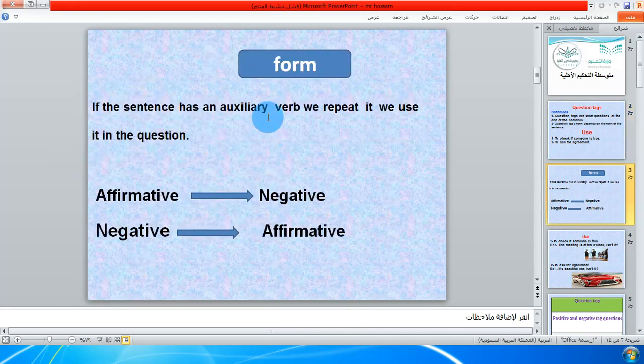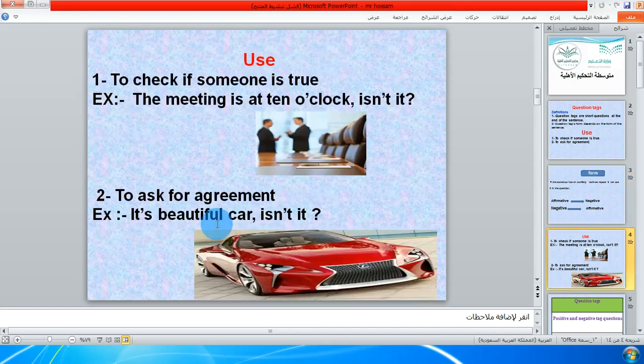How can I form or make a question tag? If the sentence has an auxiliary verb, we repeat it, we use it in the question. Okay? Here, auxiliary verb means, like, am, is, are, was, were, will, can. All these are called auxiliaries. Okay? So here, an affirmative sentence takes a negative question, and a negative sentence takes an affirmative question. Here we have some examples to explain more.